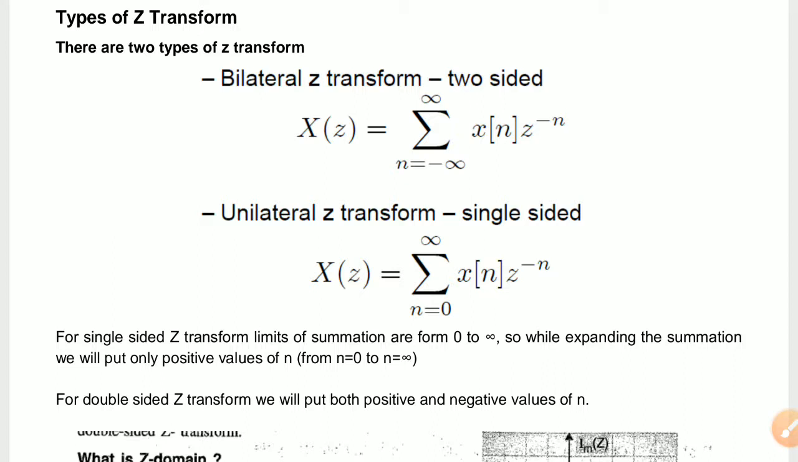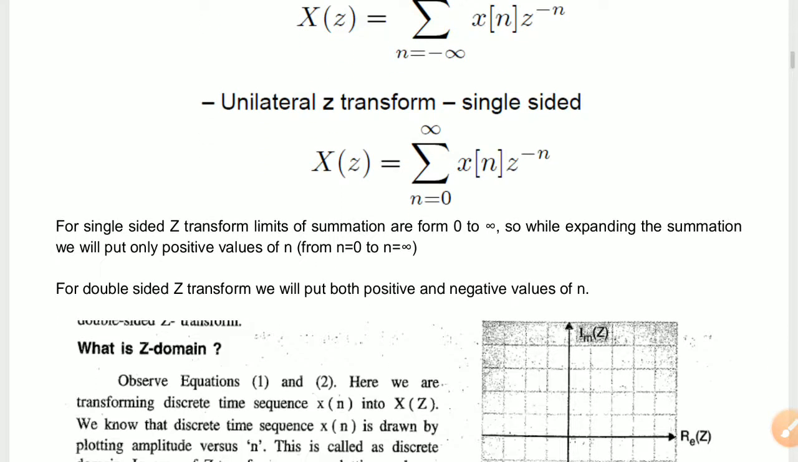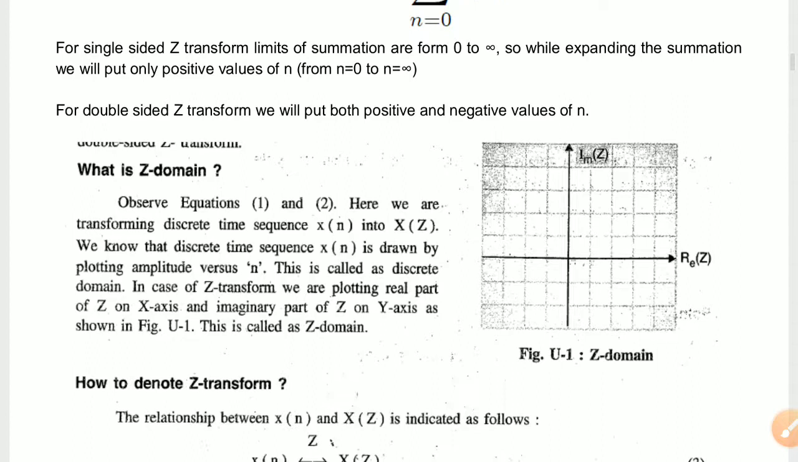This is very simple. Just remember, in the two types of Z transform, for the single-sided the limits will be n equal to 0 to infinity, and for the two-sided Z transform the limits will be n equal to minus infinity to infinity. So I think it is clear. These are the basic types of Z transform. We'll move forward.